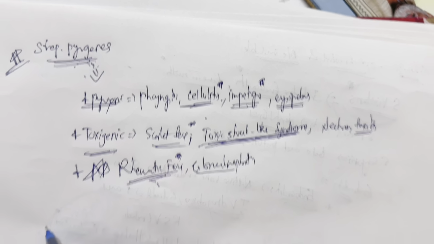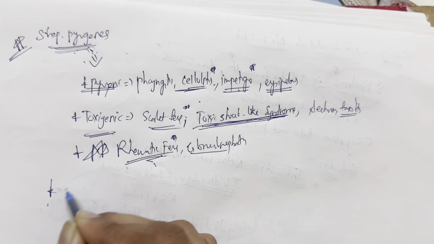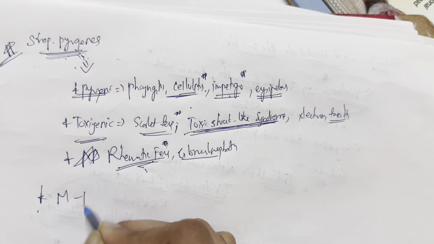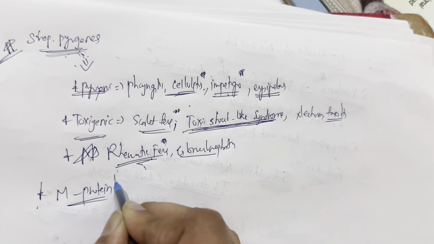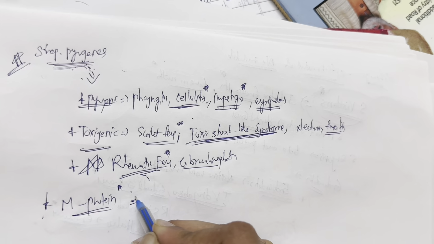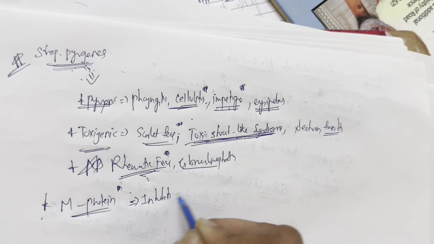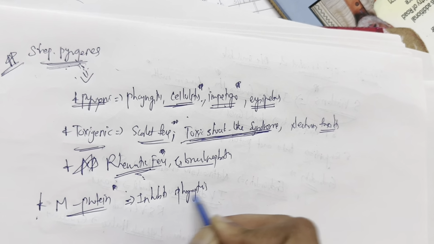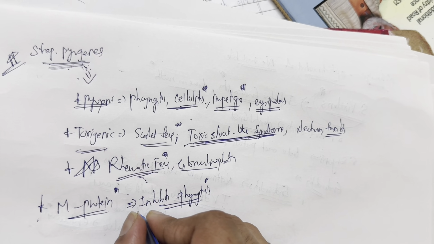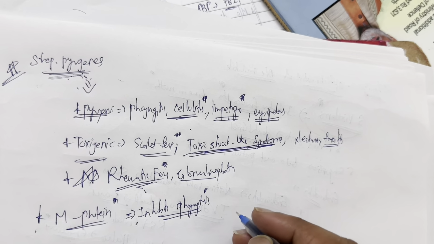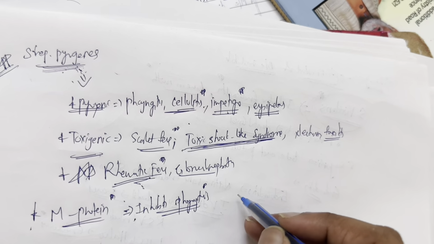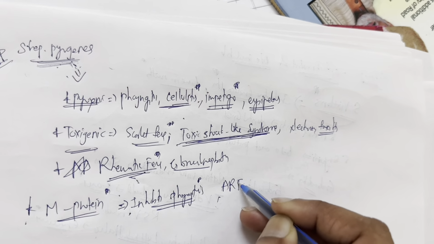Now, another important thing: the virulence is because of M protein. M protein is the virulence factor of Strep pyogenes. So what does M protein do? It inhibits phagocytosis. Through this, Strep pyogenes evades phagocytosis by the host immune system, further causing infections. And that's how we see acute rheumatic fever.